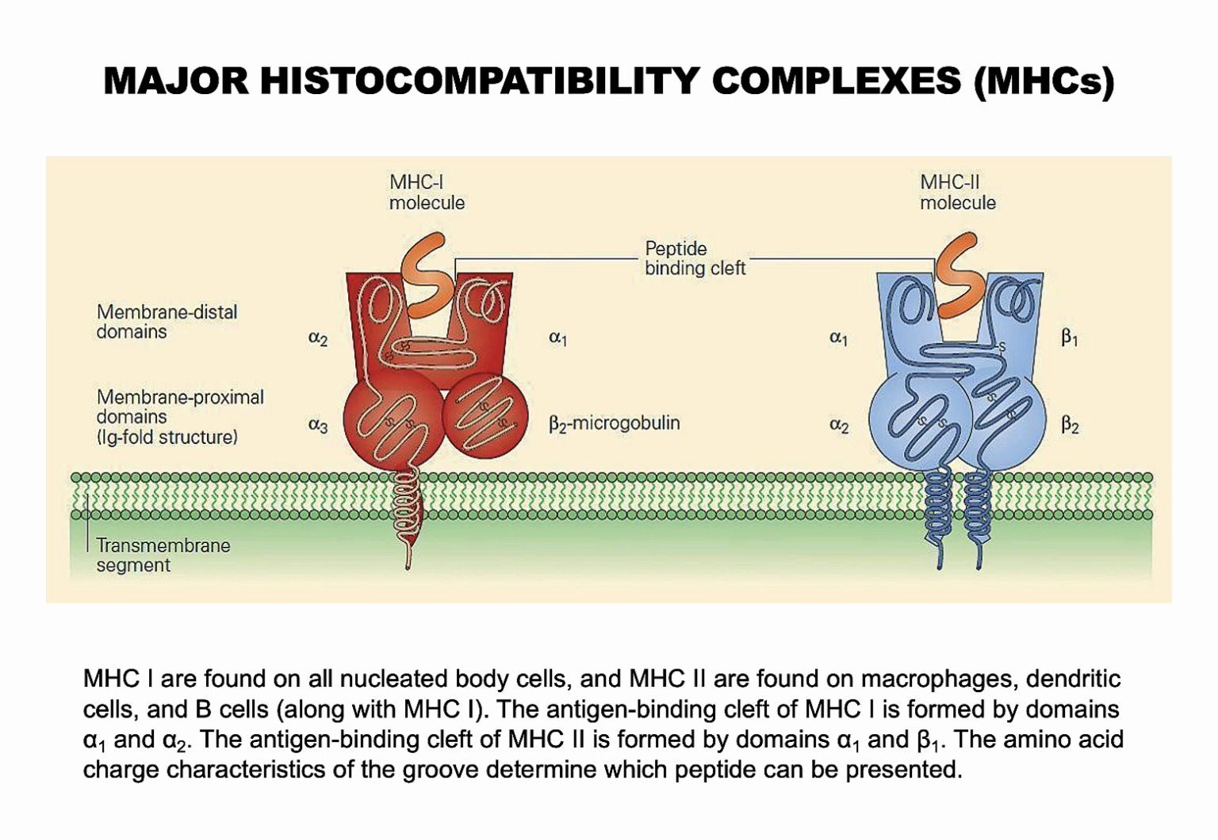The major histocompatibility complex, or MHC, is the vital group of genes responsible for producing MHC molecules located on the surface of all nucleated cells in the human body. In humans, these genes are commonly referred to as human leukocyte antigen (HLA) genes.